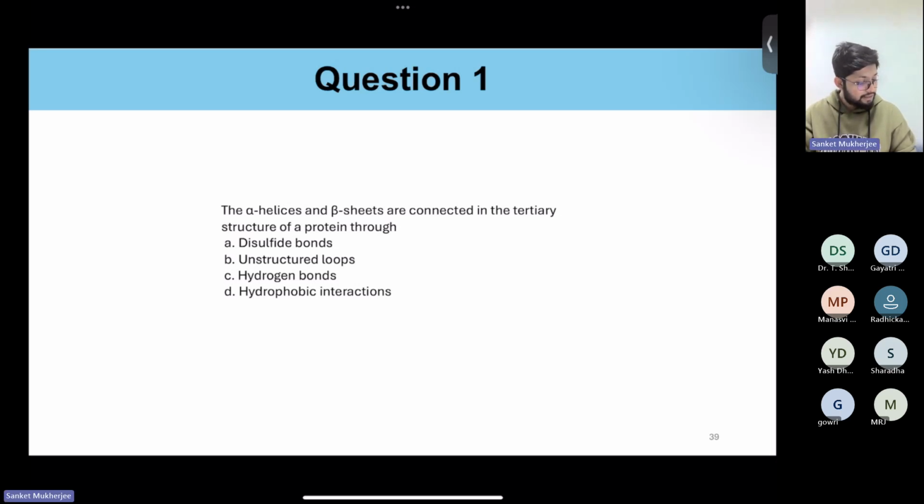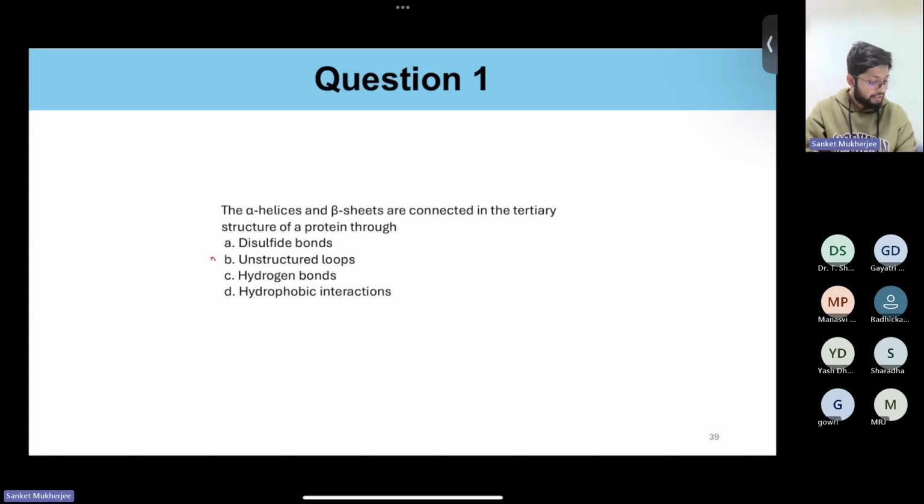The alpha helices and beta sheets are connected in the tertiary structure of a protein through disulfide bonds, unstructured loops, hydrogen bonds, or hydrophobic interaction. Anybody would like to answer? Any answers? Unstructured loops. You are right.